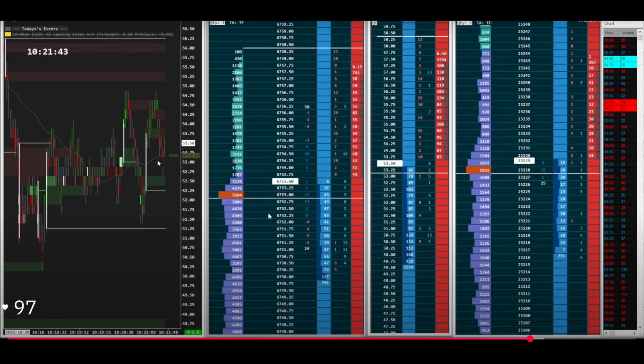Okay, so it looks like I was just a little late with my wider screenshot. This does go on to break out, and it breaks out quite aggressively. So getting short here in hindsight was pretty risky, but it looks like the trade worked.